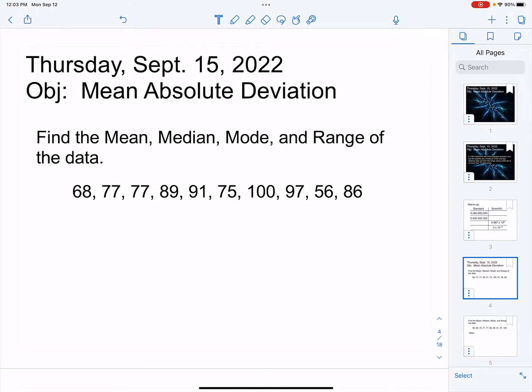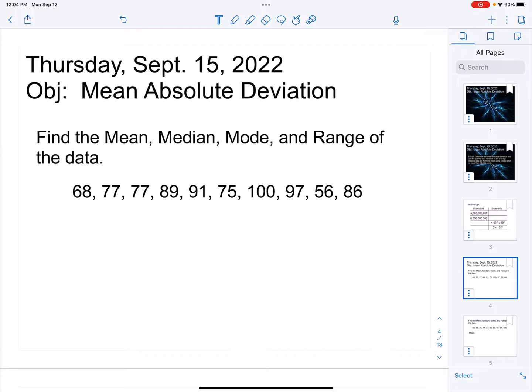So what I would like for you to do is take these 10 data points and find the mean, median, mode, and range of the data. Before I talk about what that is, I want you to pause the video and see if you can find for me the mean, median, mode, and range of this set of data. Okay, so let's find out if you did this correctly.